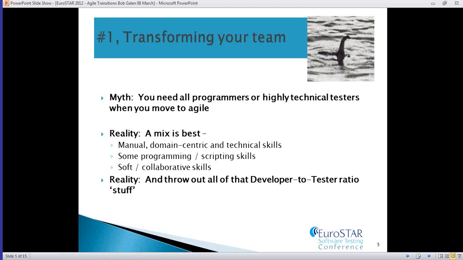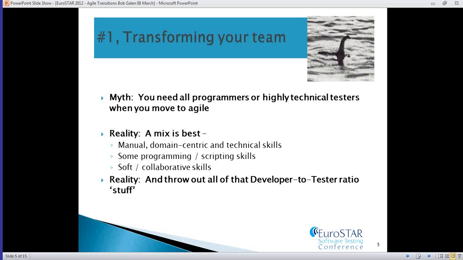So the first myth is transforming your team. The myth is you need all programmers or highly technical testers when you move to Agile, and I hear this a lot in my travels, in my coaching, in my consulting, when I go to conferences. It's actually increasing over time. There's more and more discussion around needing programmer-like skills for testers in Agile teams, and I disagree with that. I think the reality is that a mix is best.